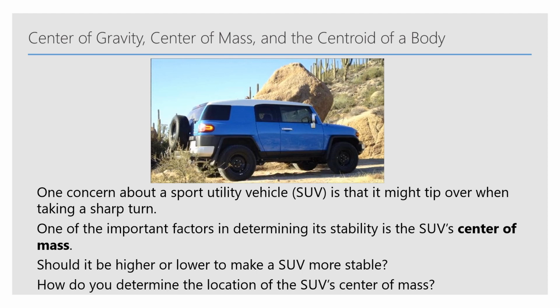Let's imagine an SUV, right? And we're imagining that while we're driving it, we take a sharp turn in the SUV. As a manufacturer, one thing you want to think about is where the center of mass for this SUV is. Should the center of mass be higher or lower in the SUV to keep it stable for hard turns? If you put it in the wrong location, it will make it more likely to tip over during sharp turns. The question is, how do we determine this location for the SUV center of mass?